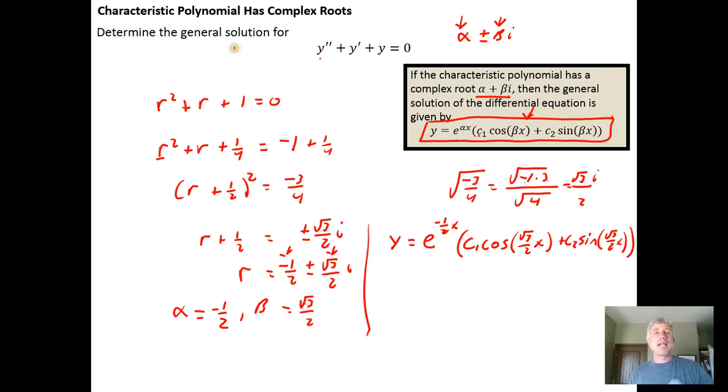Again, if we had initial conditions, we could look for the particular solution that went with those initial conditions by solving for c sub 1 and c sub 2. But I leave that to you as an exercise in the homework. Have fun.